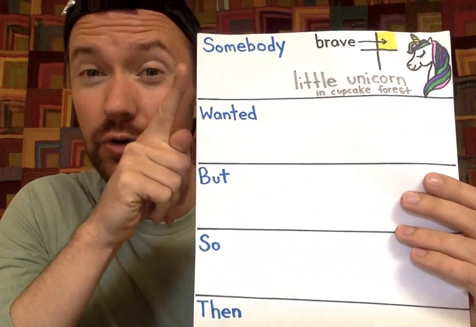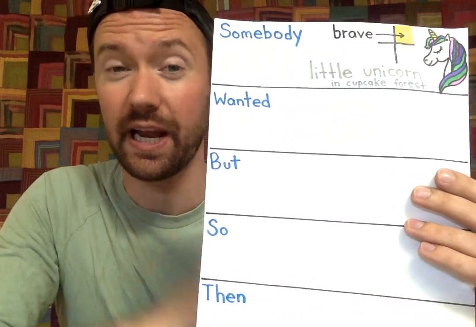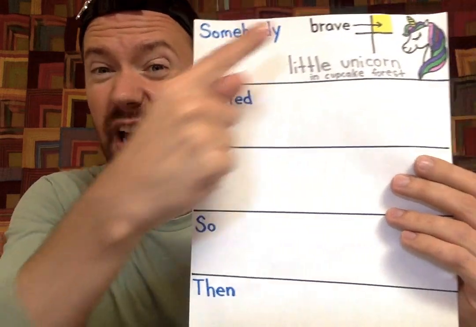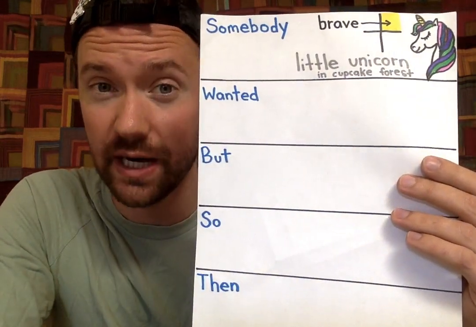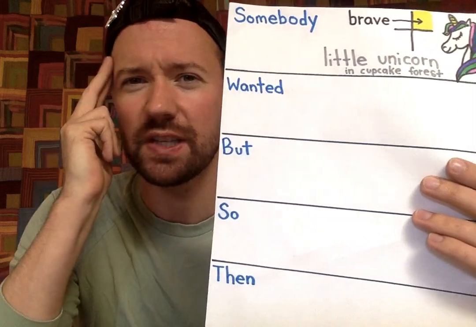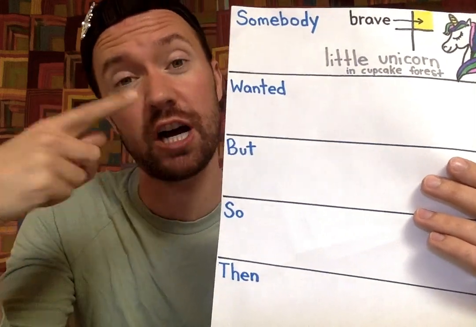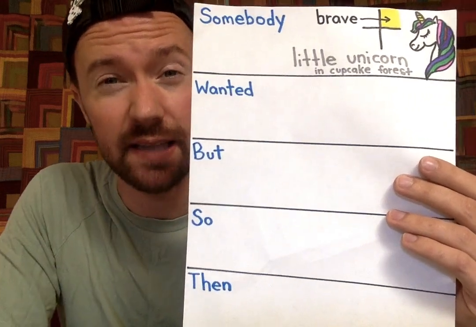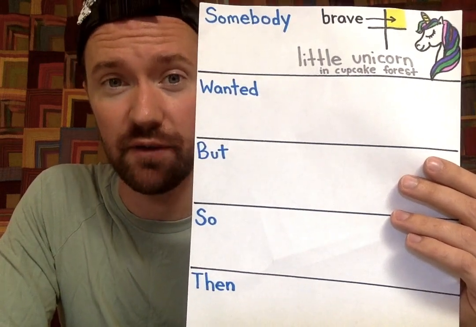If you want to create a somebody wanted but so then plan for yourself, you can pause this video, copy these words, and do the details for your own character in the section by somebody. Now, you don't have to do that. You could just think of the steps each day, or you could just talk about them with words. But if you want to write them down onto a plan or a pre-write like this, that might help you remember what it is you've been working on.